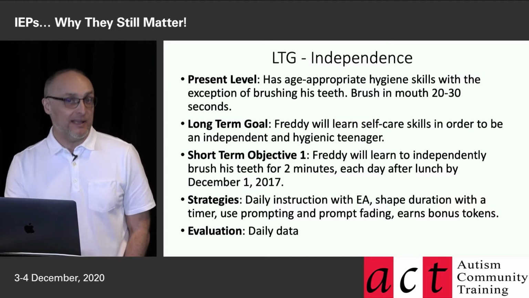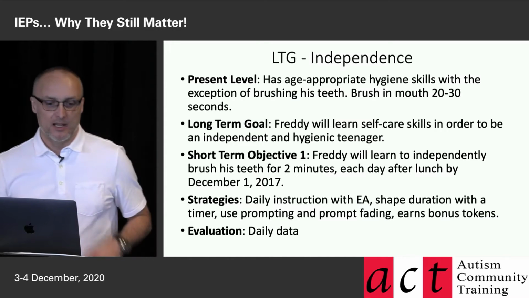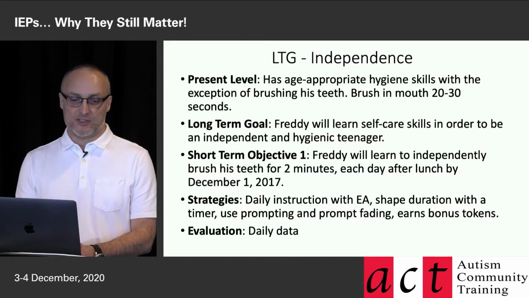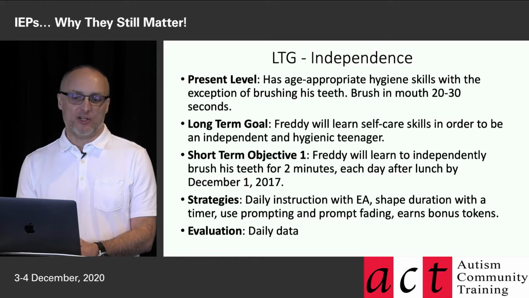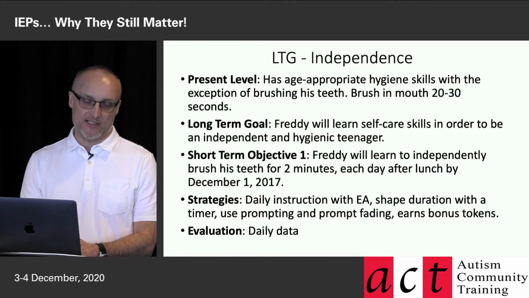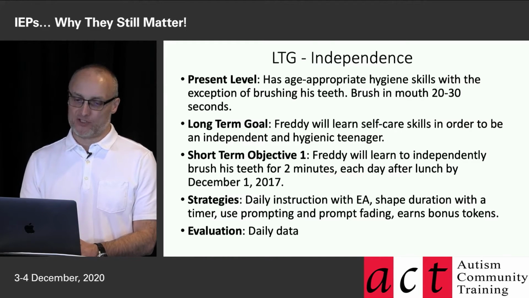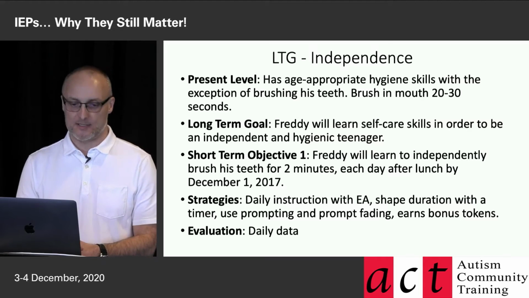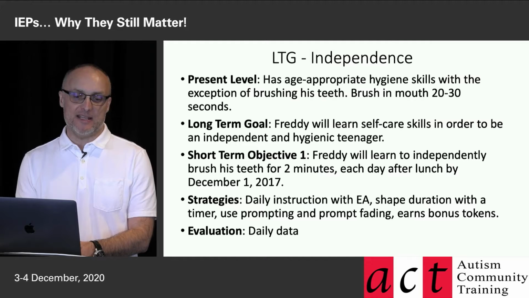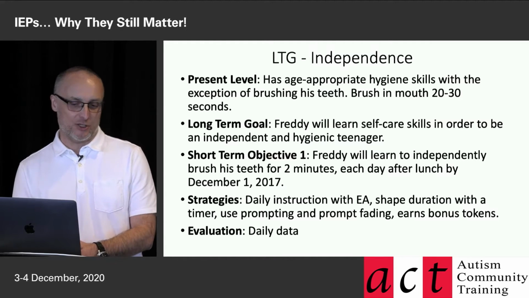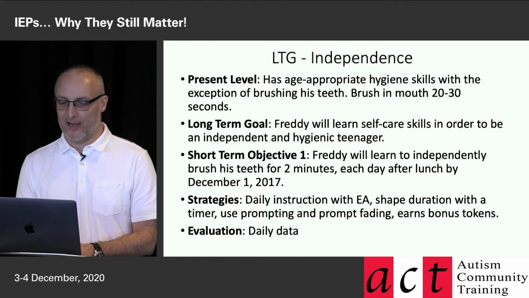Here's an independence or self-determination goal area. The present level is the student has age-appropriate hygiene skills, with the exception of brushing his teeth. He can tolerate the brush in his mouth for 20 to 30 seconds, and if you ask any dentist, they want that brush in there for 120 seconds, 2 minutes. The long-term goal is that Freddie will learn self-care skills in order to be an independent and hygienic teenager, because those are nice teenagers to be around.